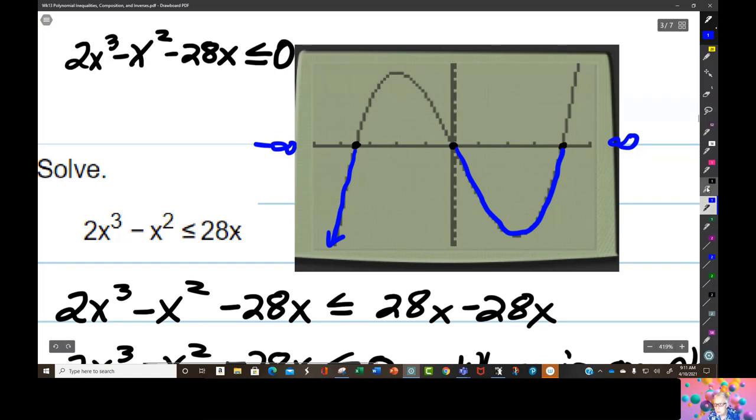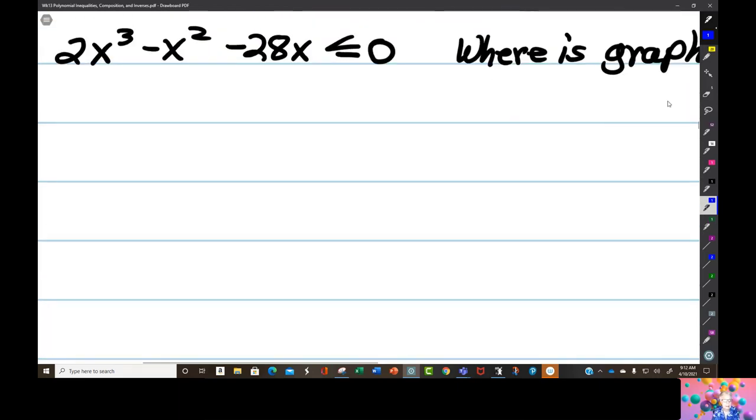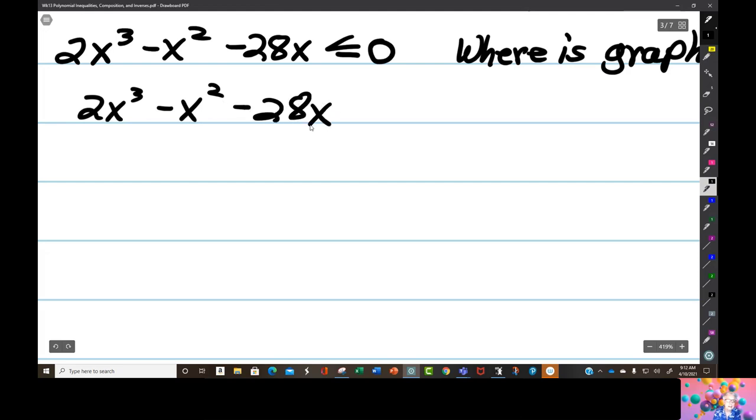Okay, so there, and there, where that's negative infinity. Okay, so all we need to do is find that number and that number and that number for sure. So let's change this to two x to the third minus x squared minus 28 x equals 0. There's a GCF here, x.